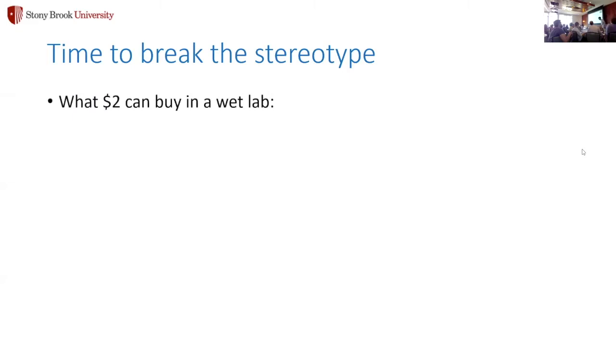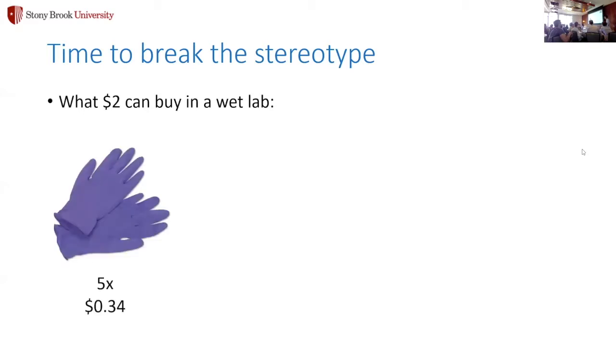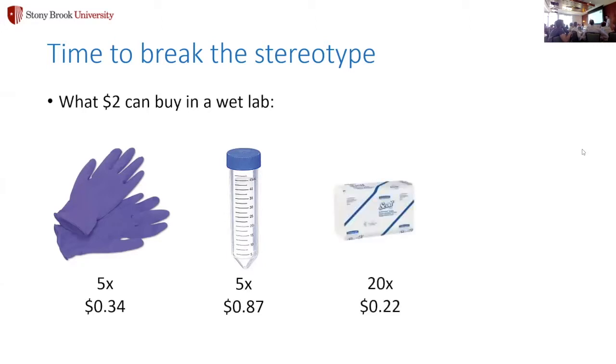How much time do I have? Okay. So I also work in a wet lab, so I know what $2 can buy now. 5 pairs of gloves, 5 50 ml Falcon tubes, 20 pieces of tissue paper, not 20 packages, and 20 pipette tips. So considering that, would you rather do a calculation or really go to the wet lab to do the scanning? Free energy calculation is not perfect, but think about the cost.